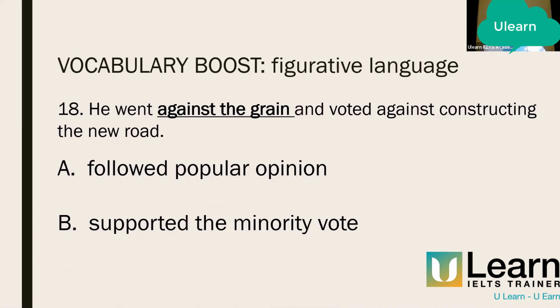Okay, so he went against the grain and voted against constructing the new road. In that case, it would mean he supported the minority vote. He did what fewer people were choosing. Most people voted for the road. He voted against. He went against the grain.